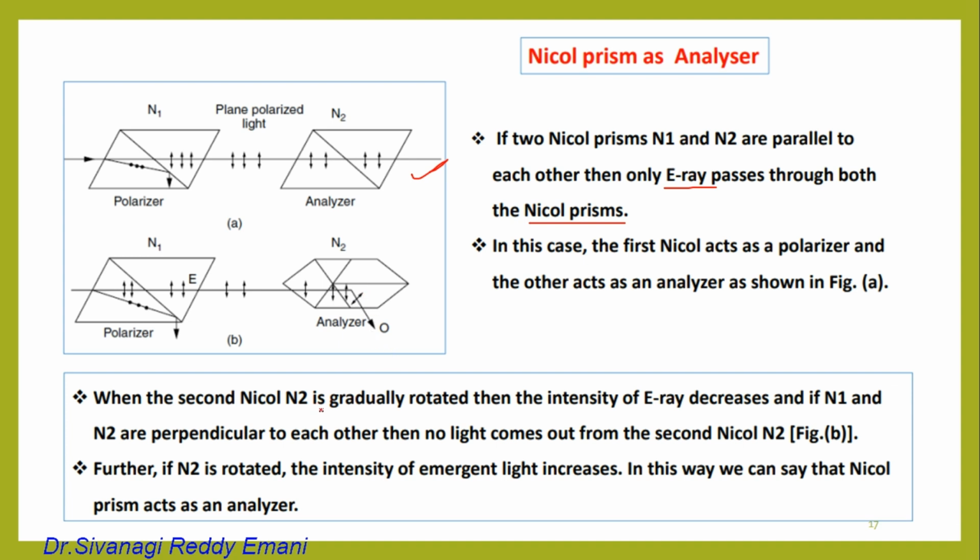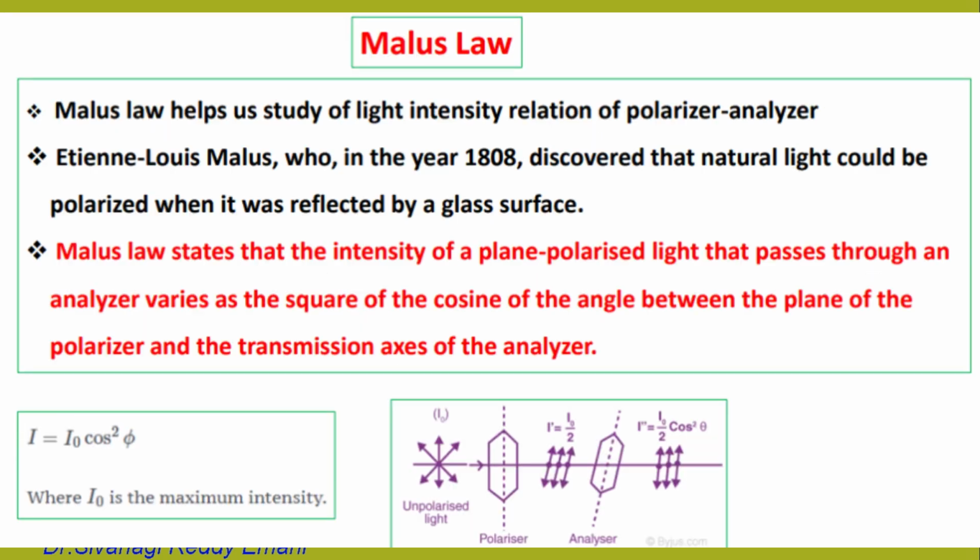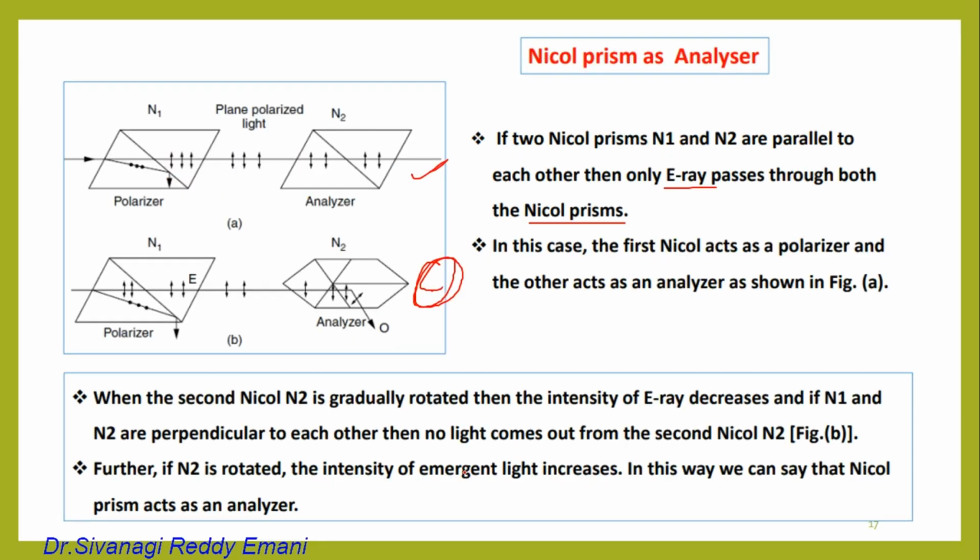When the second Nicol is gradually rotated, the intensity of the E ray decreases. If N1 and N2 are perpendicular to each other, then no light comes out of the second Nicol prism. Here we can see no light is coming out. Further, as N2 is rotated, the intensity of the emergent light increases. This way we can say that the Nicol prism acts as an analyzer. So the Nicol prism can act as a polarizer as well as an analyzer.